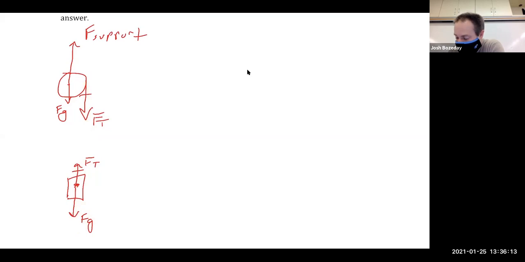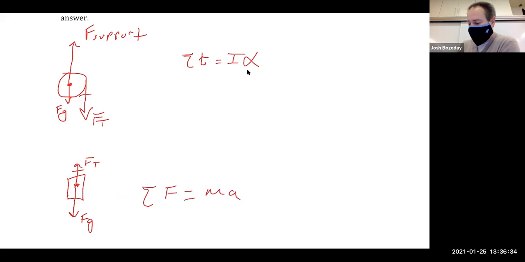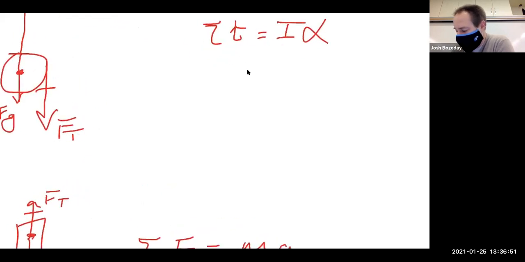Now, the next thing we're going to do is write out our net torque and net force equations for each thing. So we'll write net torque equals I alpha for the pulley, and we'll write net force equals MA for the hanging mass. Notice that since both the support force and force gravity act at the axis of rotation, there's no torque from them, because they're a radius of 0 from the axis of rotation. So the only thing applying a torque is force tension. So we've got force tension times radius equals I alpha.